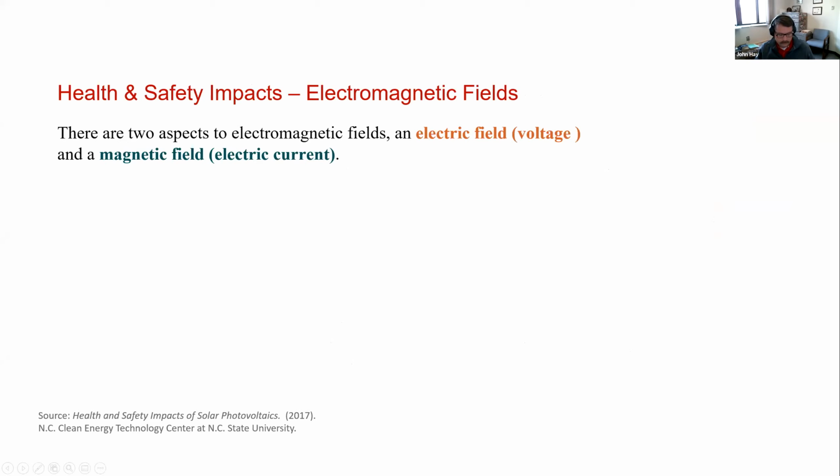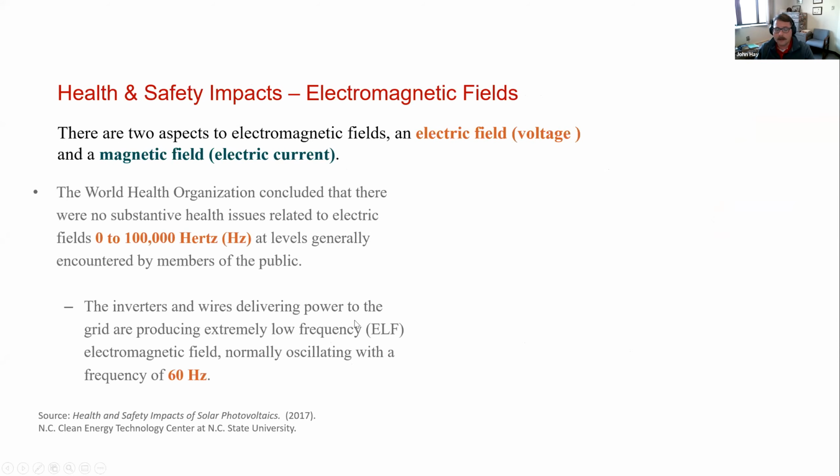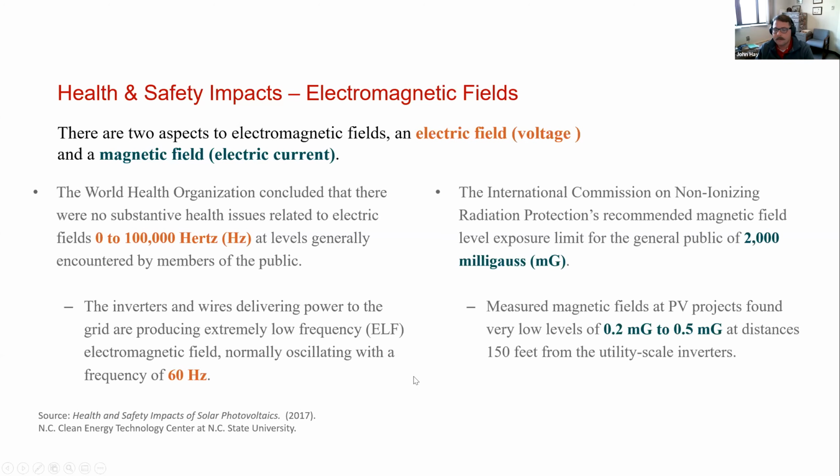The last thing I'll touch on is electromagnetic fields. Electromagnetic fields can be an issue if they're powerful enough. The electromagnetic fields given off by these solar panels are very low frequency and really don't cause us much risk. They're very low on the electromagnetic field spectrum, so not really an issue.